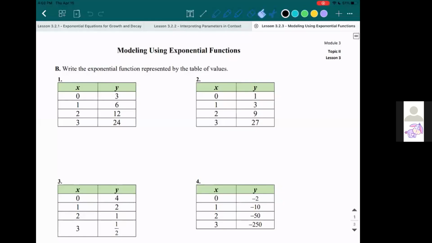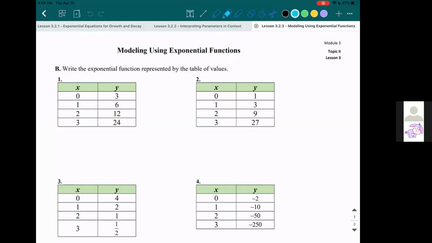All right, welcome to lesson 3.2.3, modeling using exponential functions. We're going to start off with the first problem, where we're going to write the exponential function represented by the table of values. So in order to write the exponential function, you only need two things, the common ratio and the starting number. So let's start with the starting number.